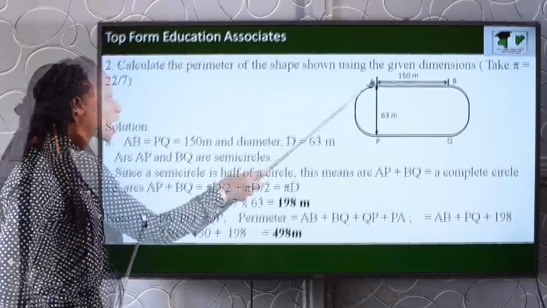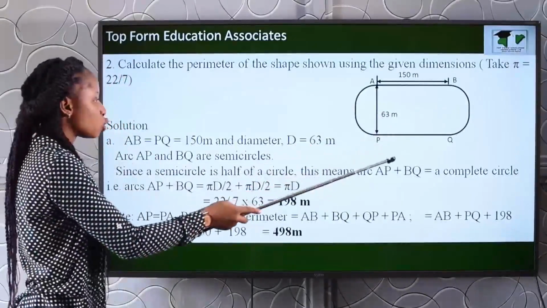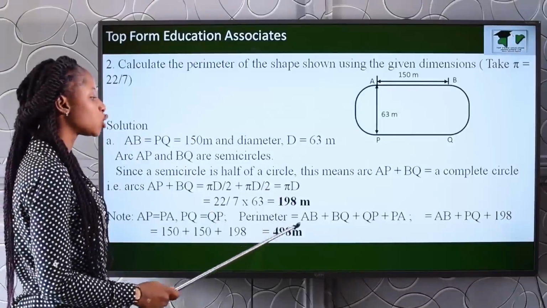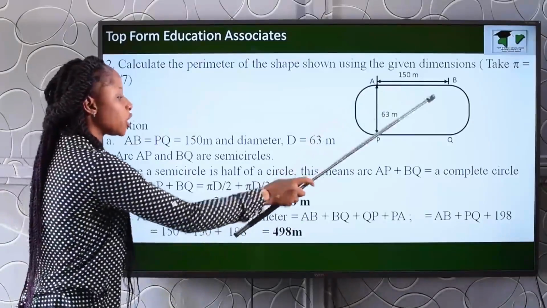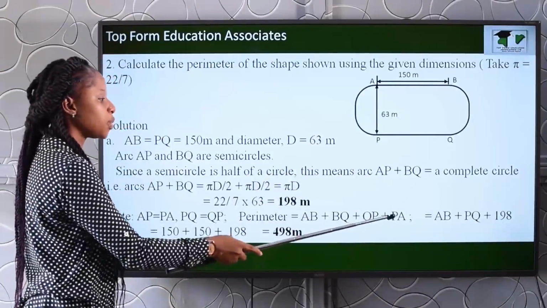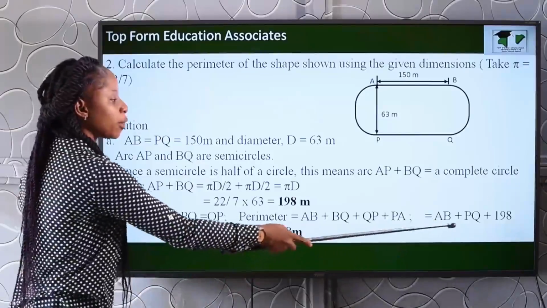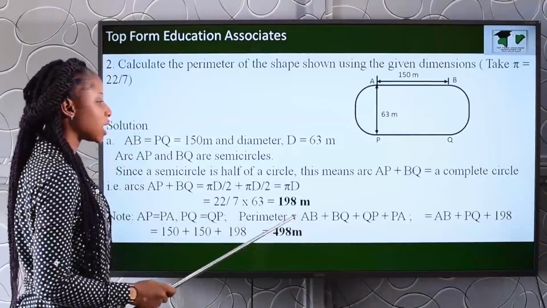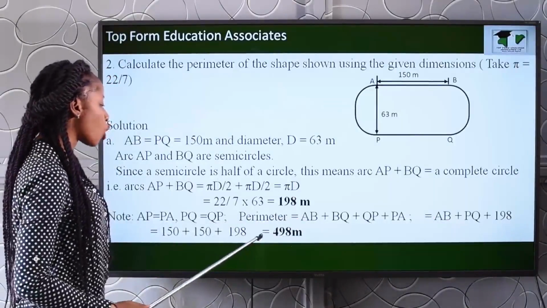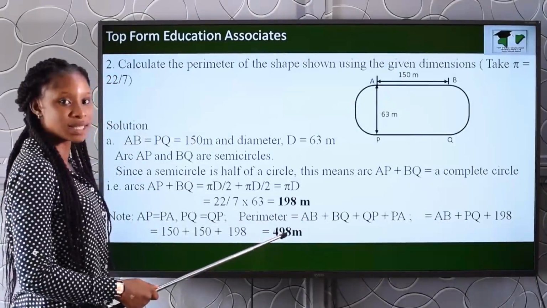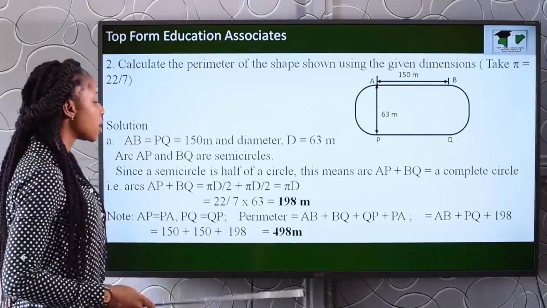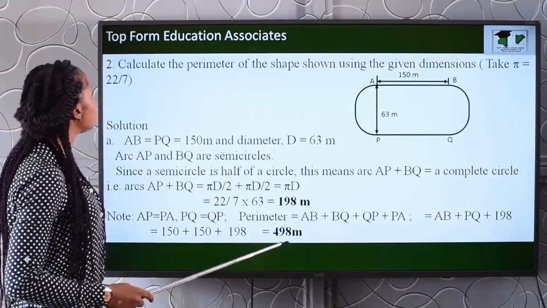Now, take note that AB is equal to PQ. They are both equal. So therefore, the perimeter will be the sum of the whole figure. So we have AB plus BQ plus QP plus PA. Now, AB plus PQ is 198 meters. So we add everything together to get a sum of 498 meters. Therefore, the perimeter, or the circumference, of this shape is 498 meters.